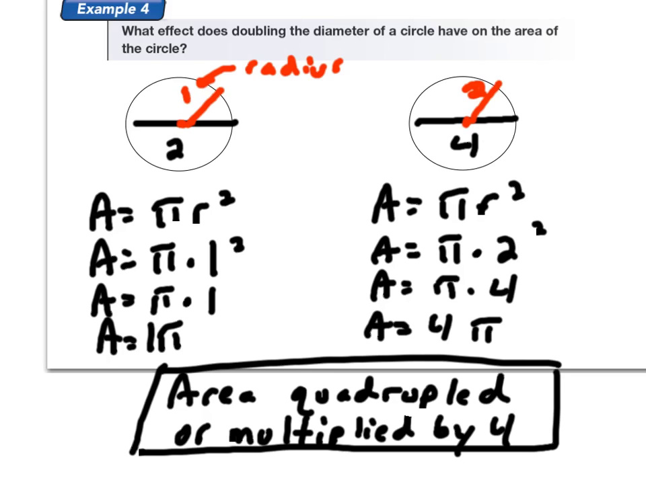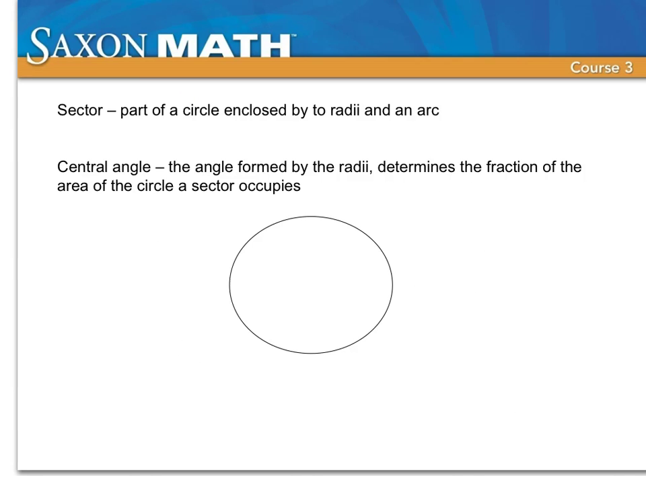Okay? Let's go on to our last couple examples. Alright, we have two definitions here that we need to know. First one is a sector. A sector is a part of a circle enclosed by 2 radii and an arc. Okay, so pretend here's the center of our circle. So here's a radius, and here's another radius, and then this right here is an arc, the distance between those. So this right here is a sector.